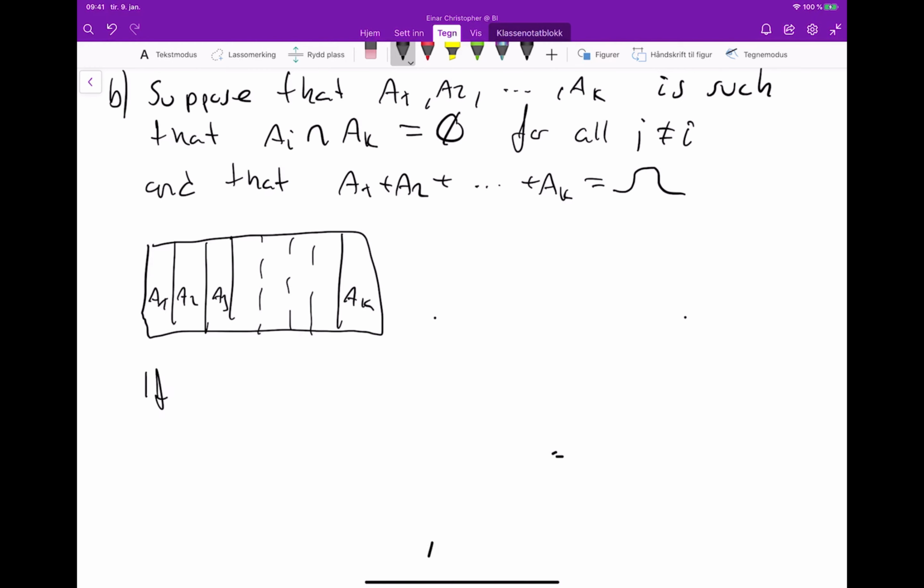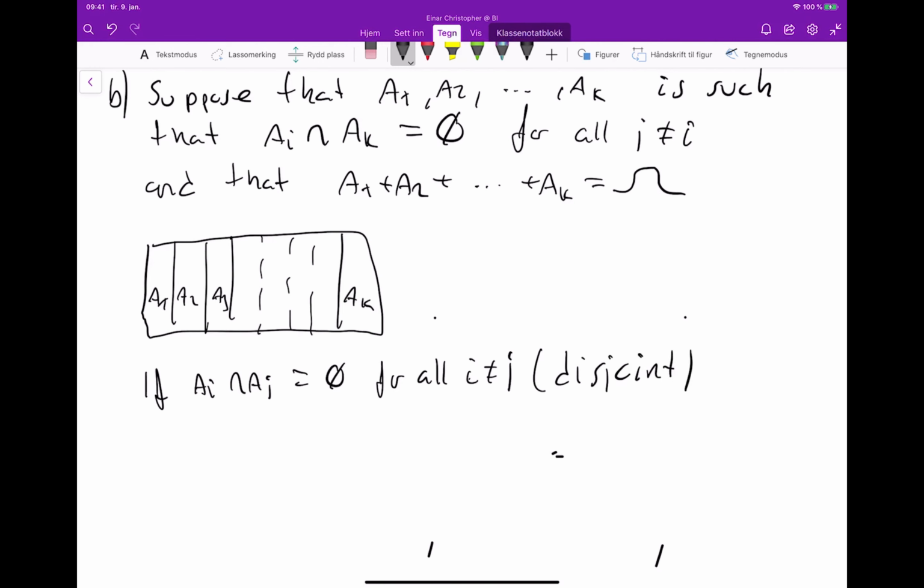So if Ai and Aj is empty for all i not equal j, in other words, disjoint, which we just have mentioned, then also B and Ai and B and Aj has to be disjoint.